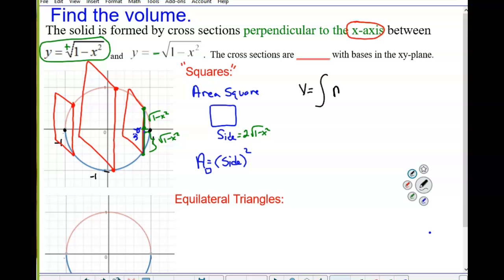So if volume is just the accumulation of the area, then all I need to do is take the area, which is the side length squared, and we know the side length is 2 times the square root of 1 minus x squared. And I should mention, or I should ask you, how come this is dx? And how come this is x?